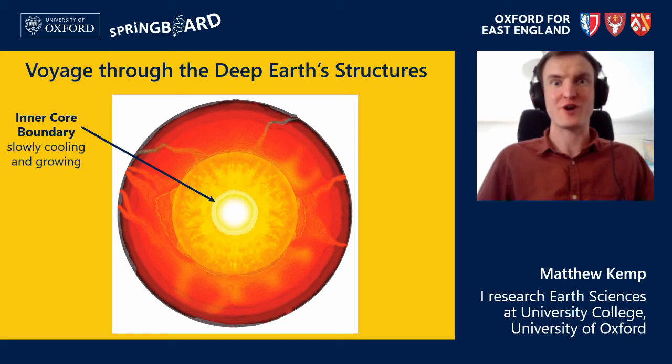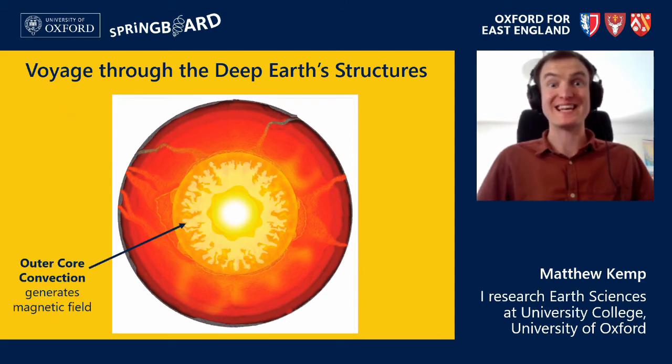We'll start off right at the centre, at the solid iron inner core. When the Earth first formed, the core was completely liquid, but over the last few billion years, as the core has cooled, a solid iron inner core has formed, and it grows about 1 millimetre a year, so very slowly. That inner core boundary is probably very mushy, maybe it's spiky like a tree. We're not quite sure, but we're investigating that.